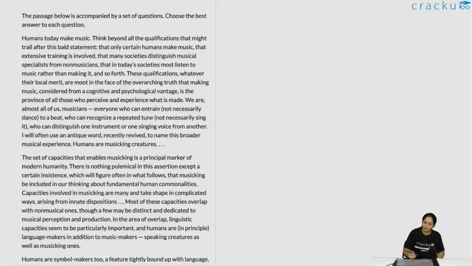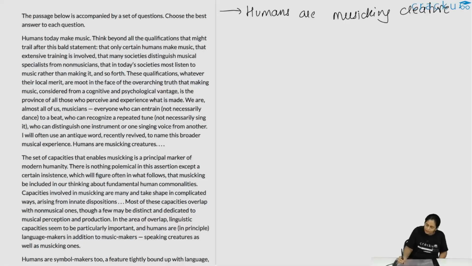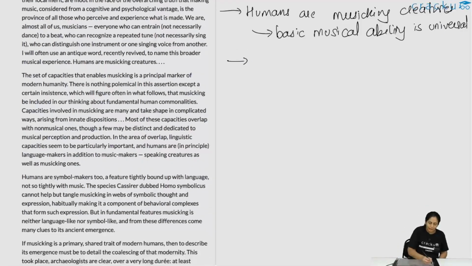Musicking basically refers to a basic ability to understand music, and he says that all humans have this basic ability. So the point of the first paragraph is that humans are musicking creatures, that is, they have a basic ability to understand music. Basic musical ability is present. Musical ability is universal. Now let us take a look at the next paragraph.